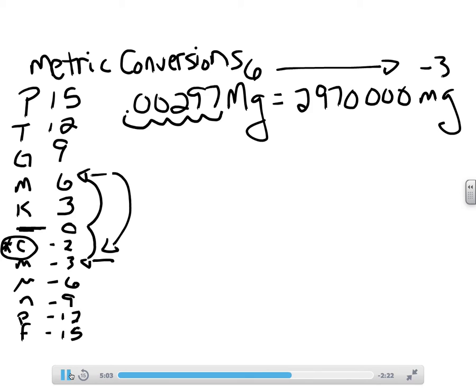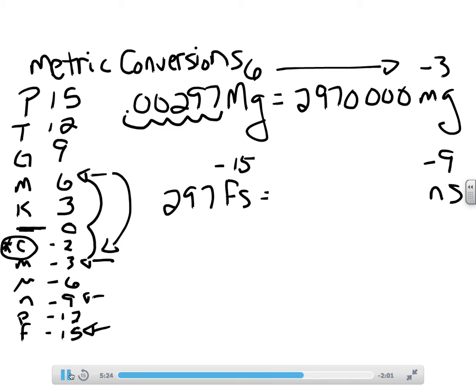If I'm going the other way, say I have 297 femtoseconds, and I want to know how many nanoseconds that is. Well, if I'm at femto, I'm at negative 15, that's way down here at the bottom. If I'm going to nano, that's up here at negative 9. So here I go from 15 up to 9, that got bigger. How much bigger did it get? Well, from 15 to 9, that's 2 jumps, so 3, 6 bigger.